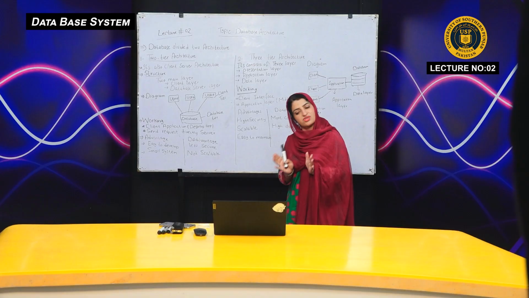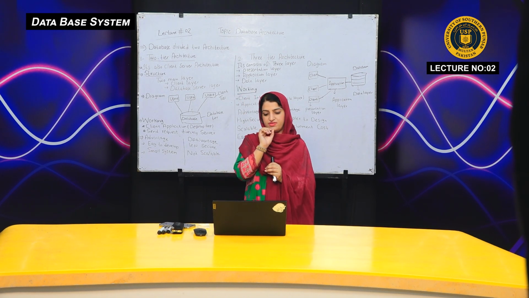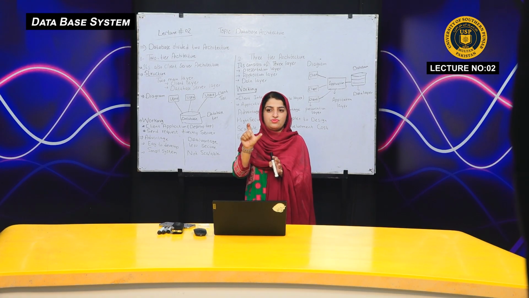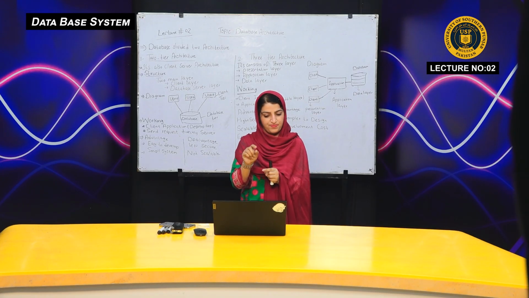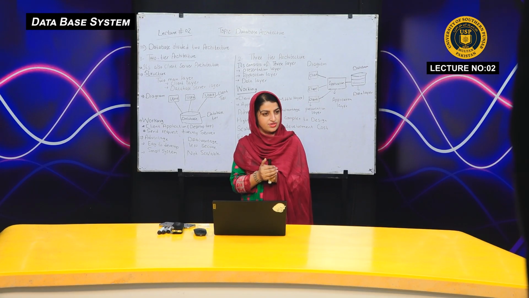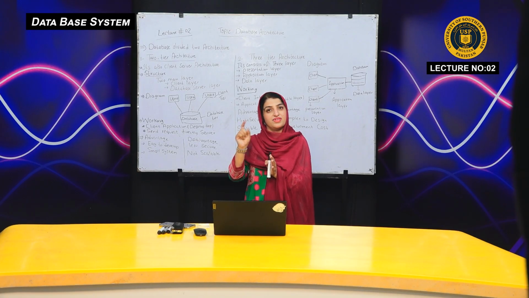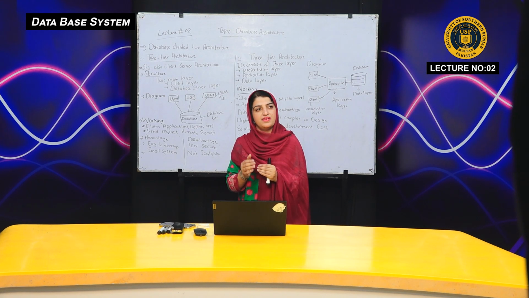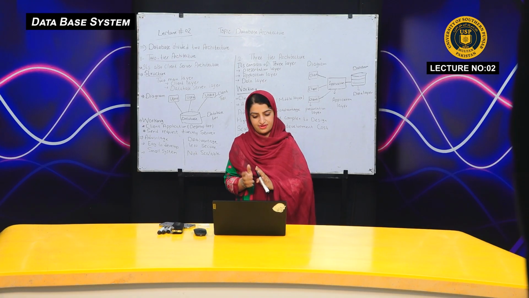Now I will give the summary of both topics, two-tier and three-tier architectures. Now I will give the comparison of two-tier and three-tier architectures. Two-tier architecture works on two layers, and three-tier architecture works on three layers. Another comparison is communication. In two-tier architecture, the user can directly communicate with the database, but in three-tier architecture the application layer works as a middle layer, so the user cannot directly interact with the database system.